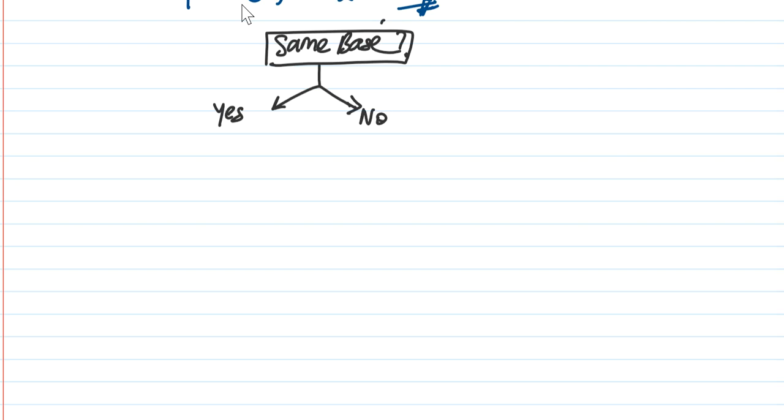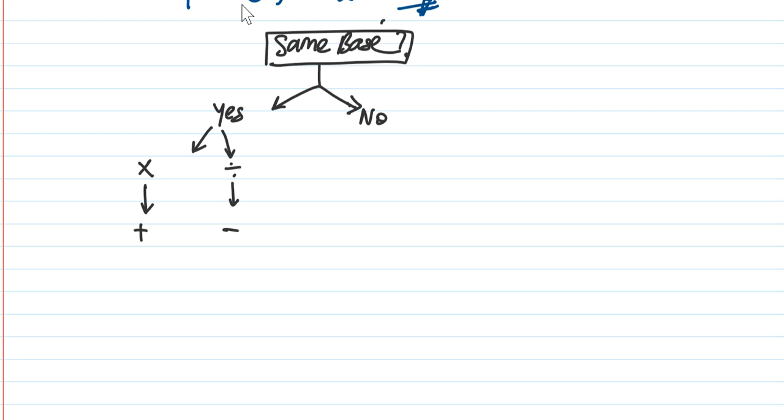So if it's the same base, what will happen? What it means is that it'll look like this. Yes, okay, there will be two forms. Is it multiply? Does the question ask us to multiply the two bases? Or is it to divide? Okay, and if it's a multiply, we add the powers. And if it's divide, we subtract the powers.